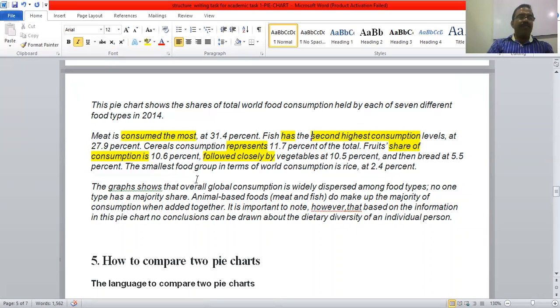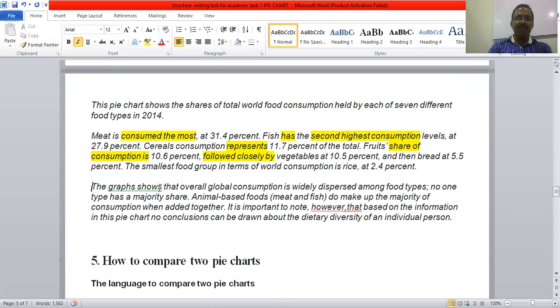So now we are going to have the overview. It is called overview. The graph shows that overall global consumption is widely dispersed among food types. No one type has a majority share. Animal-based foods, meat and fish, do make up the majority of consumption when added together. It is important to note, however, that based on the information in this pie chart, no conclusion can be drawn about the dietary diversity of an individual person.